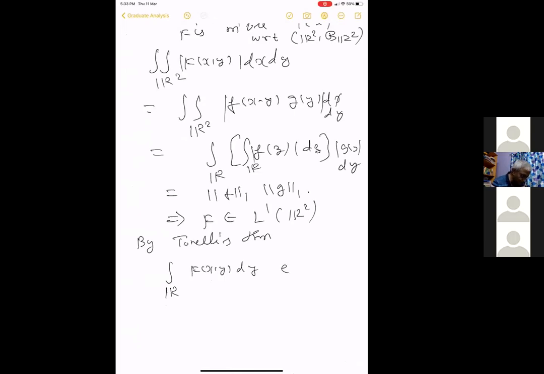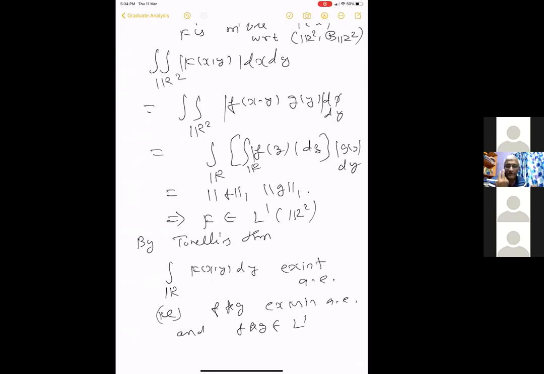This exists almost everywhere. That is, f star g exists almost everywhere, and f star g is an element of L1. Both these things are true. That is Fubini's theorem.